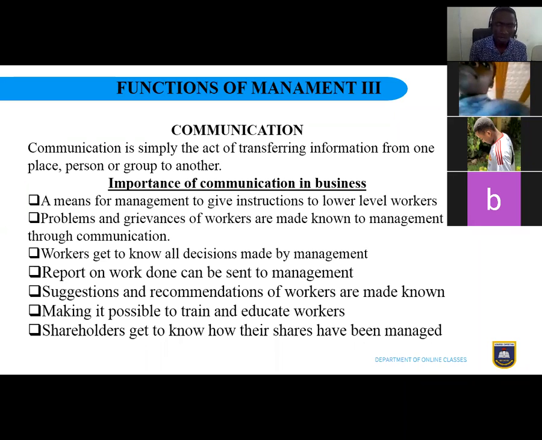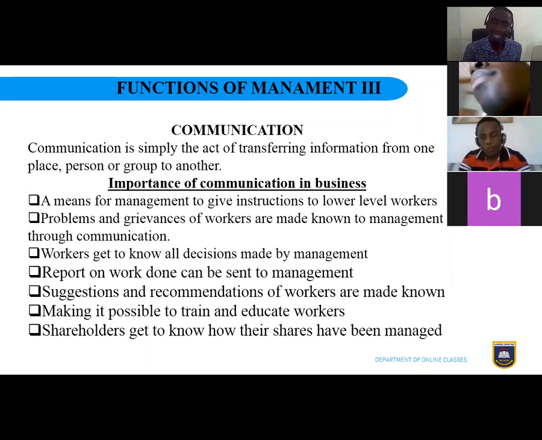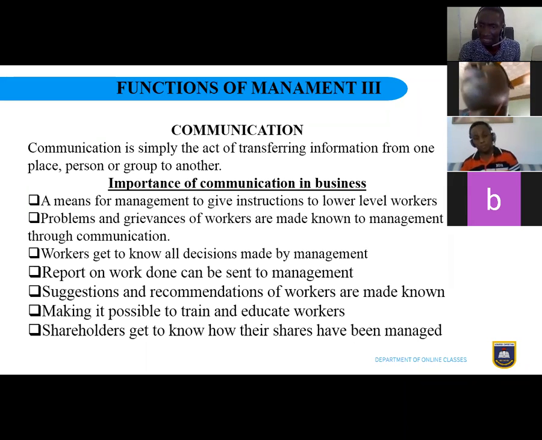Four, report on work done can be sent to management. When management assigns workers some responsibilities, remember that in directing or in organizing, we talk about responsibility, we talk about authority, we talk about accountability. So when management gives staff members a job and they are done with it, it is also imperative that workers give a report to management on whatever work they were given.